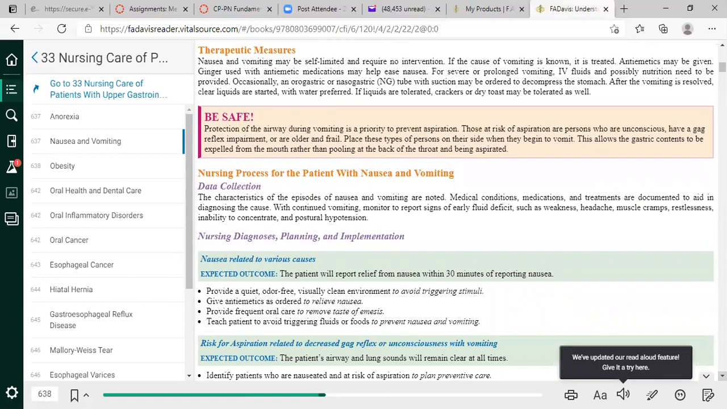And it talks about some therapeutic measures for nausea and vomiting. We do want to give antiemetics, which work against vomiting. Some people like to take herbal medication, you know, take ginger, where ginger helps with nausea and vomiting.